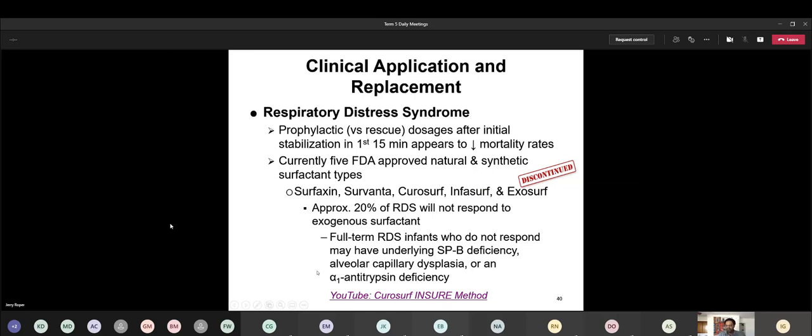Now, it says here currently 5, but this book, of course, was published a little while ago. And I had to update at least this right here. They still had Exosurf, but this has been discontinued. You're not going to find this in the formulary anymore. But these are just some of the other options that you have, like Surfactant, Survanta, Curosurf, and Infasurf.